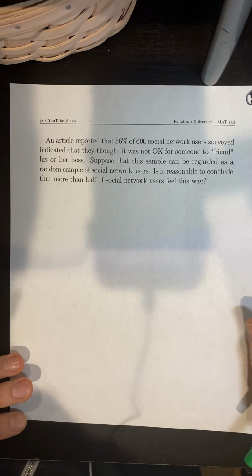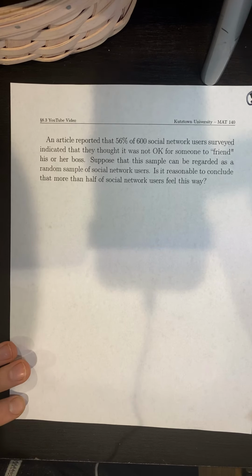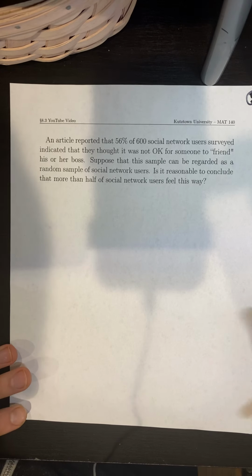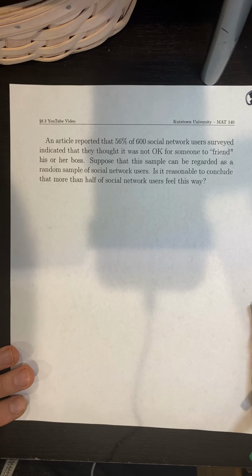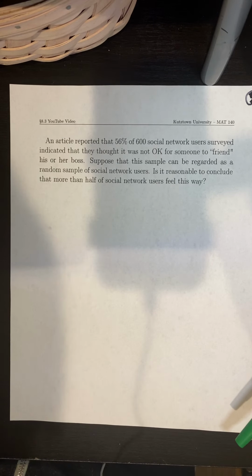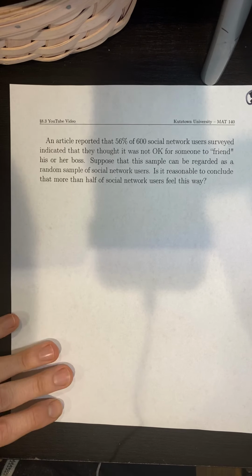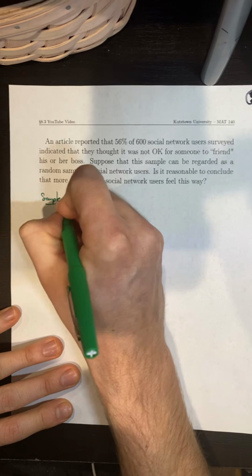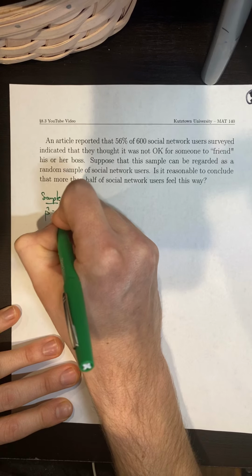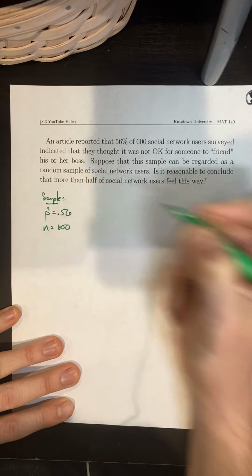Okay, another thing we can do is something like this. Let's say an article reported that 56% of 600 social network users surveyed indicated that they thought it was not okay for someone to friend his or her boss. Suppose that this sample can be regarded as a random sample of social network users. Is it reasonable to conclude that more than half of social network users feel this way? So here, 56% is my sample proportion. So the information about the sample is p hat is 0.56, and the sample size was 600.